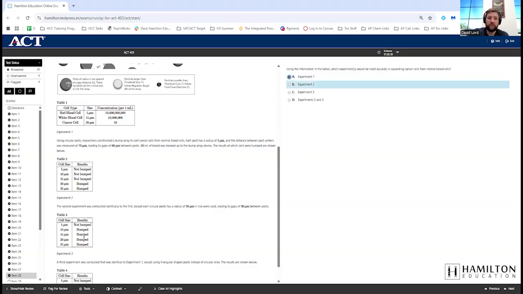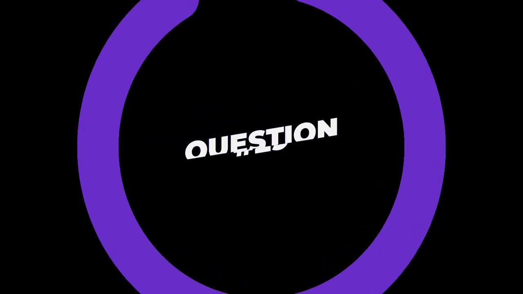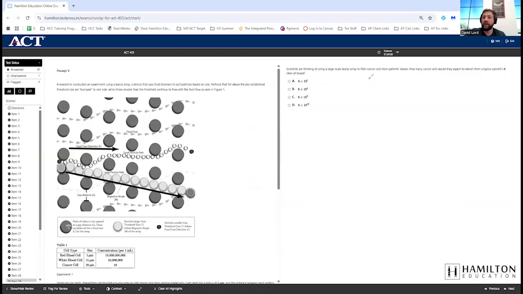We check experiment 2. Experiment 2, it bumps at 10, so that'd bump both of them. So it's not B or D, and then C, experiment 3, which is table 4. But yeah, that also bumps at 10. So yeah, experiment 1.